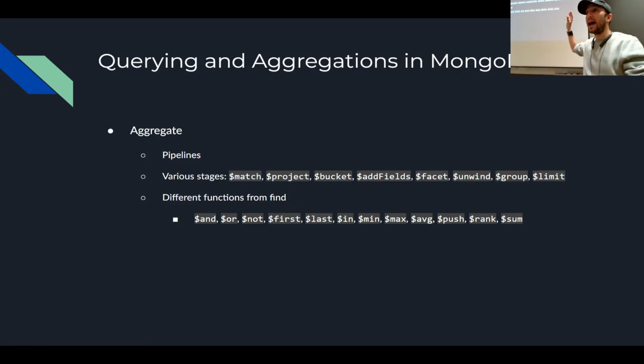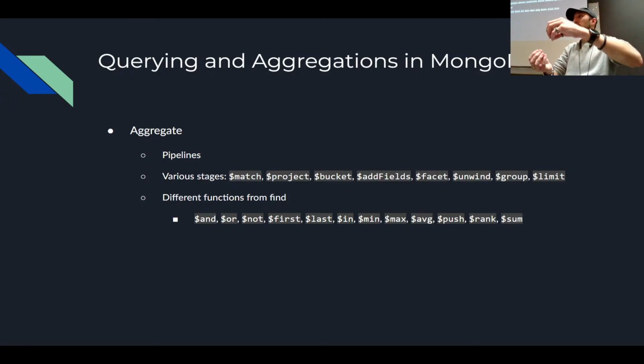But anyway, aggregation pipelines, they are pipelines, right? So they have various stages. You have match, which is for the filtering. You have project, which is for picking out different things. You have bucket if you want to chop it up into slices. Add fields if you want to enrich some data. I mentioned facet. There's also unwind.